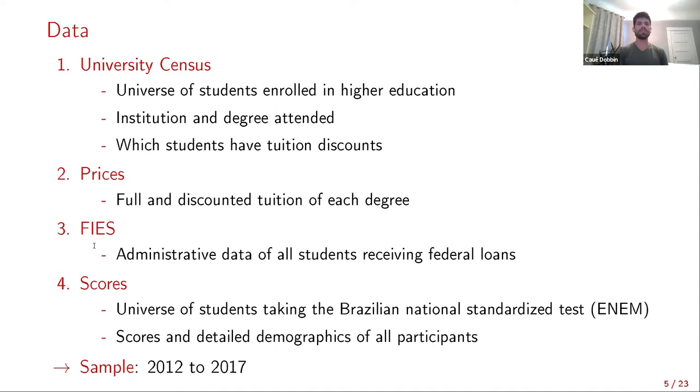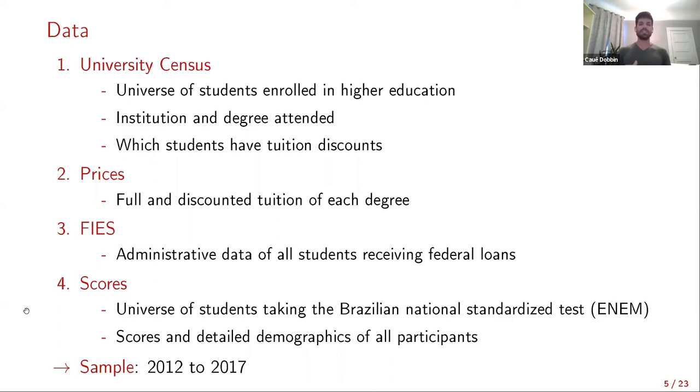And then finally, we have data from the Brazilian centralized exam. This exam happens once a year, kind of similar to the SAT, but just once a year. And we observe the scores of all students and also a bunch of detailed demographics for all the participants of this test. And this can all be merged across the two other data sets. So we can observe in each year everyone who is taking the exam, and then we can follow this person into the next year to see who enrolled in college and where they enrolled, and if they're getting a loan and if they're getting a discount.